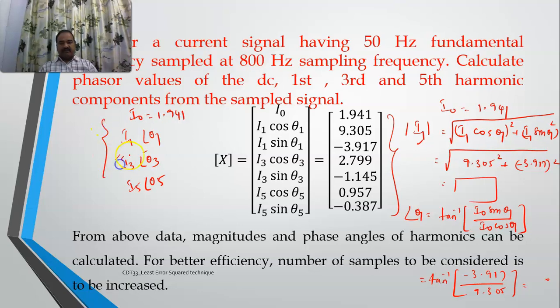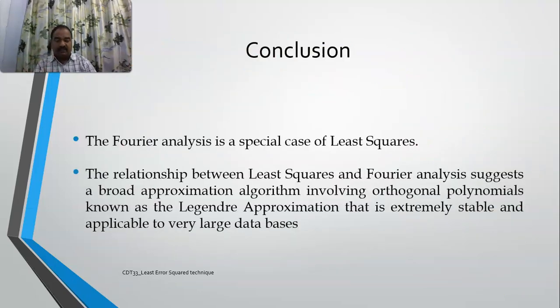This is the way you need to determine the harmonic components from your signals. I have taken only 7 samples, but you can take the entire 16 samples also, or more samples, based upon your requirements. For better efficiency, you better go with a higher number of samples. I have already given you how to determine the inverse also.